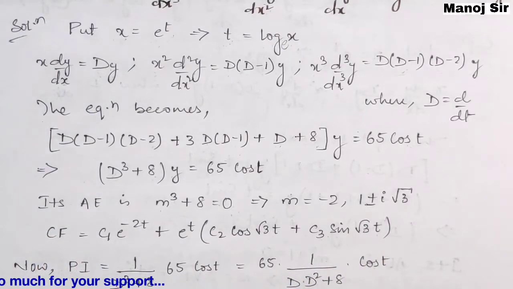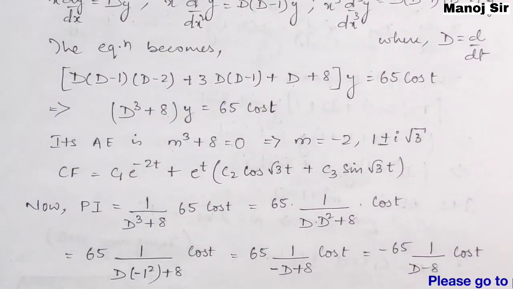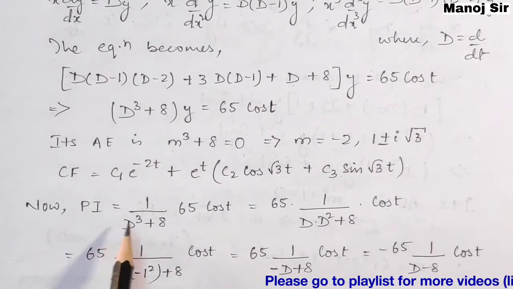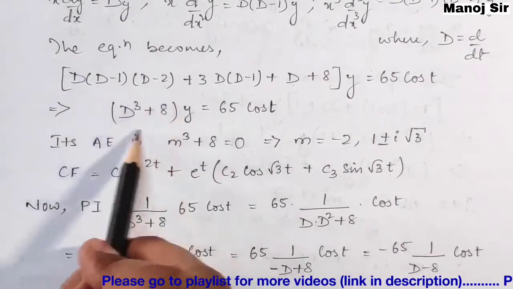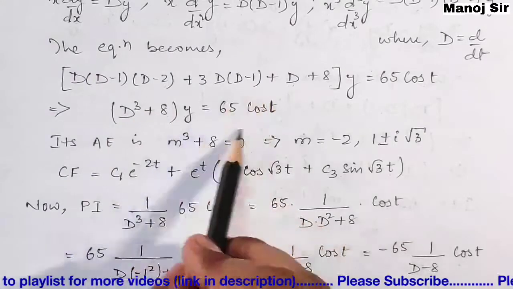Now after finding the complementary function, the next duty is to find the particular integral. To write the particular integral, that is 1 upon D cube plus 8 into this part.